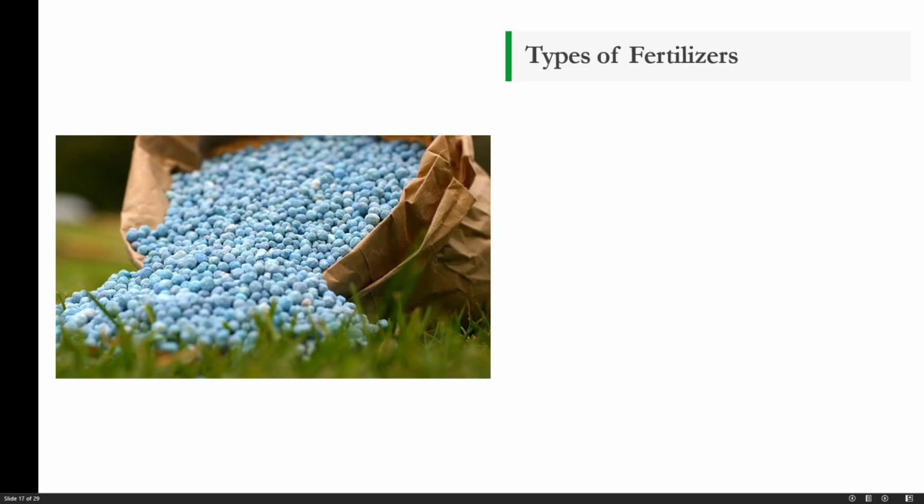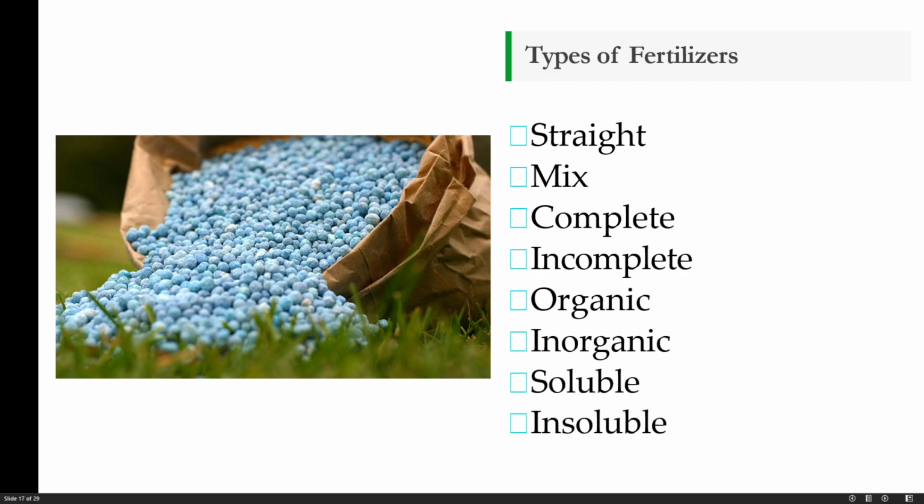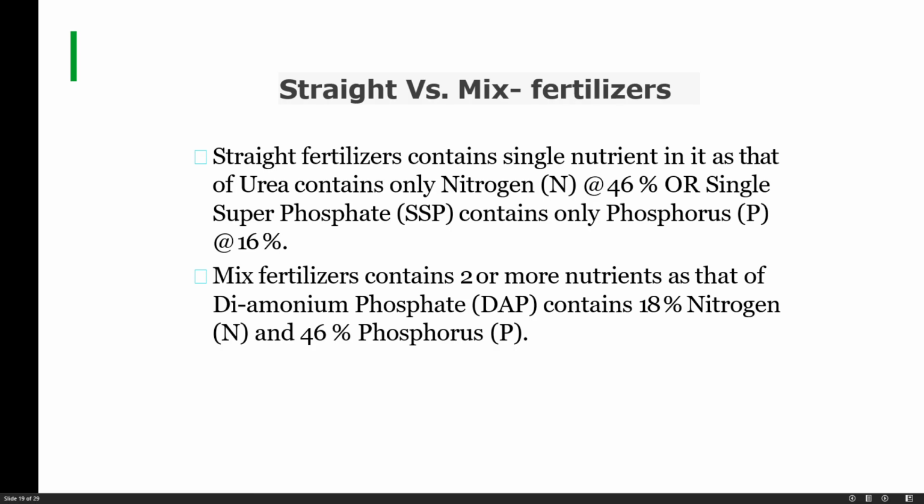Okay, so there are different types of fertilizers. We have the straight, mixed, complete, incomplete, organic, inorganic, soluble, and insoluble. So those are the examples of fertilizers. So we have the straight and mixed fertilizers. So straight fertilizers contain a single nutrient. Okay, as in the urea contains only nitrogen.